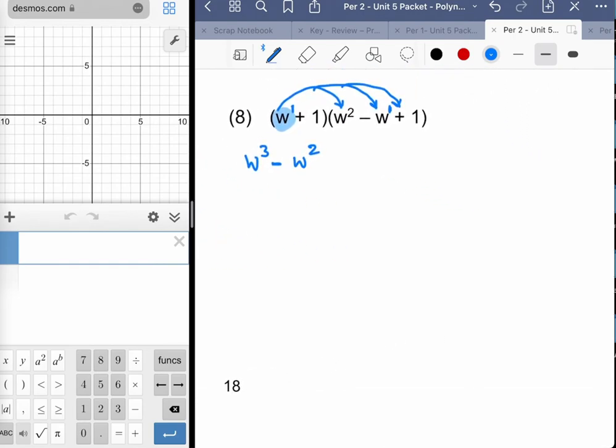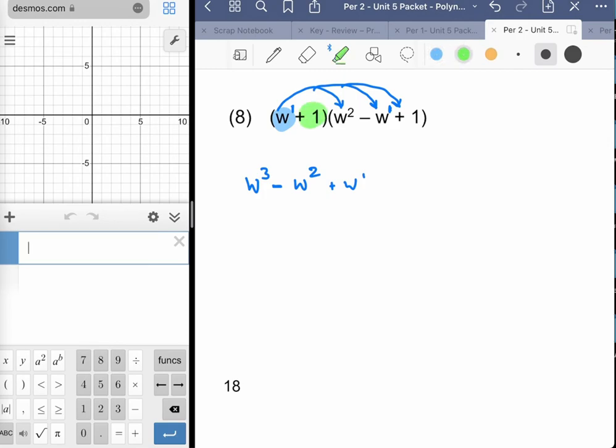W to the first times 1, well, anything times 1 is itself, so plus w to the first. Again, you could omit the power of 1 if you want. But I learned in the last problem that could come back to bite me, because if I have to have my answer in descending order, it's nice to know that I have everything in the right order.